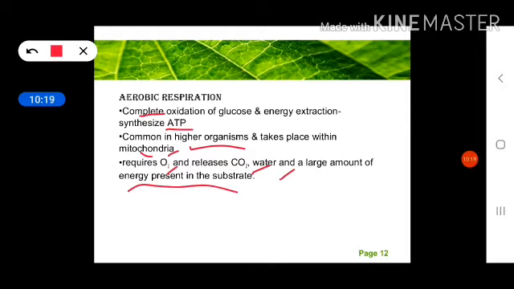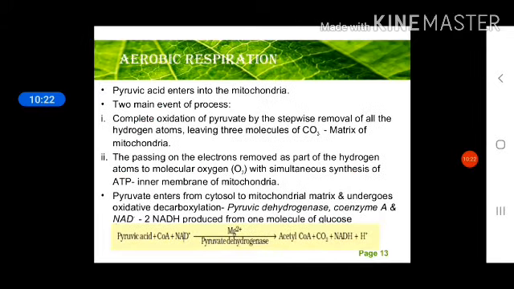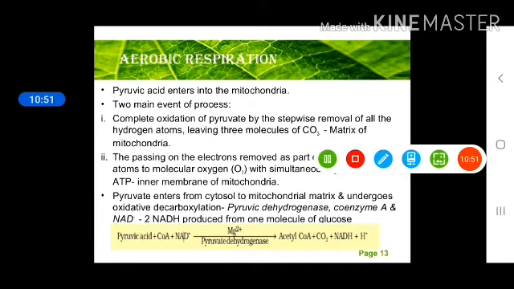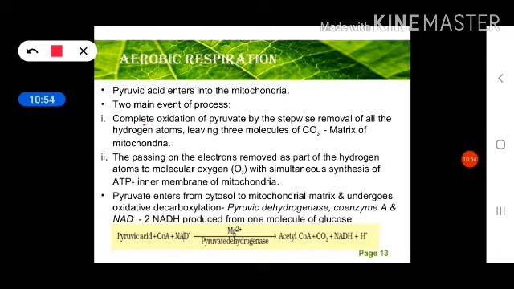Okay, so a short reaction takes place before these two main events, because at this time pyruvic acid is present in the cytoplasm, and then it will enter into the mitochondria. The first main event is known as the Krebs cycle. The second main event is known as the electron transport chain. So between the pyruvic acid, which is the product of glycolysis, and the Krebs cycle, a link reaction will take place to connect these two. What is this link reaction? The link reaction is given here.